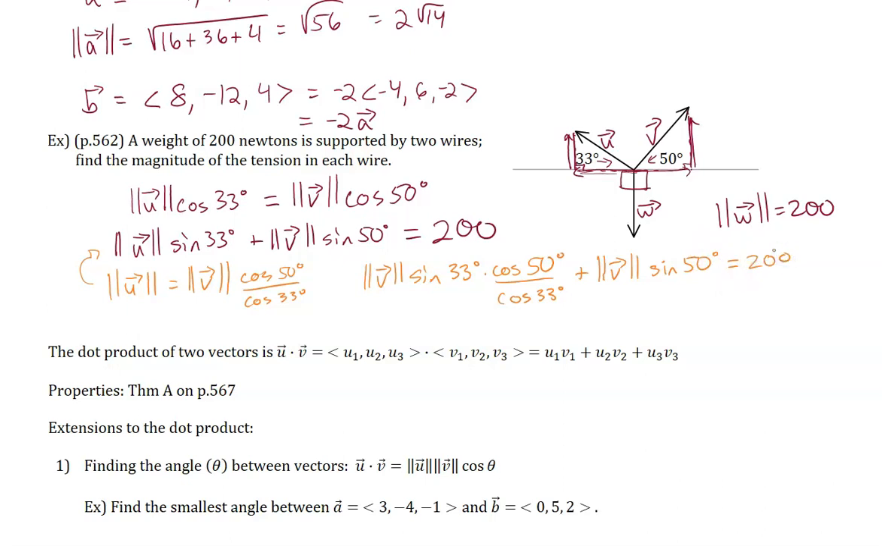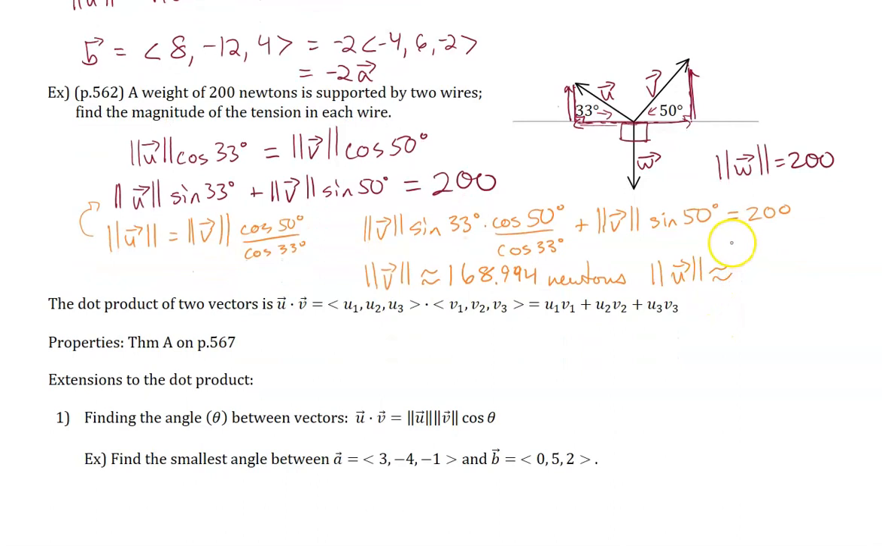At this point, factor out the magnitude of V, so we'd have all of this plus all of this, and then divide 200 by that sum, and we get 168.994 newtons. Okay, and then we can plug that back into this equation and get that the magnitude of the tension in vector U, or in the other wire, is about 129.52 newtons.